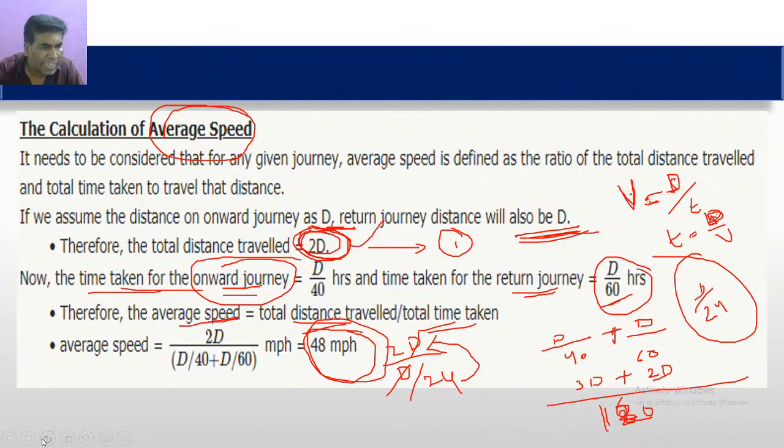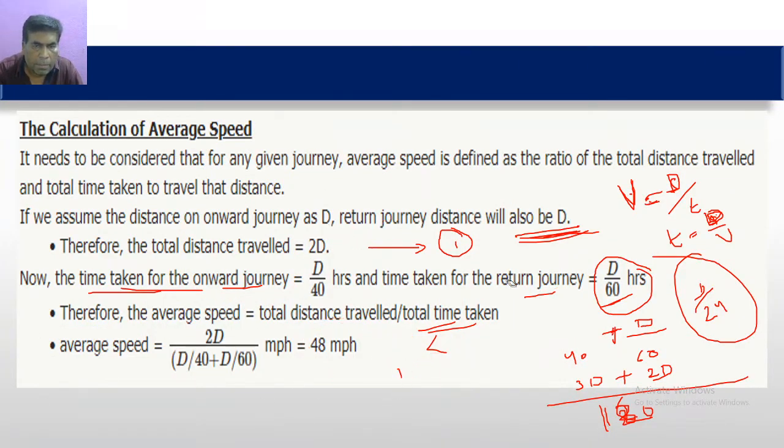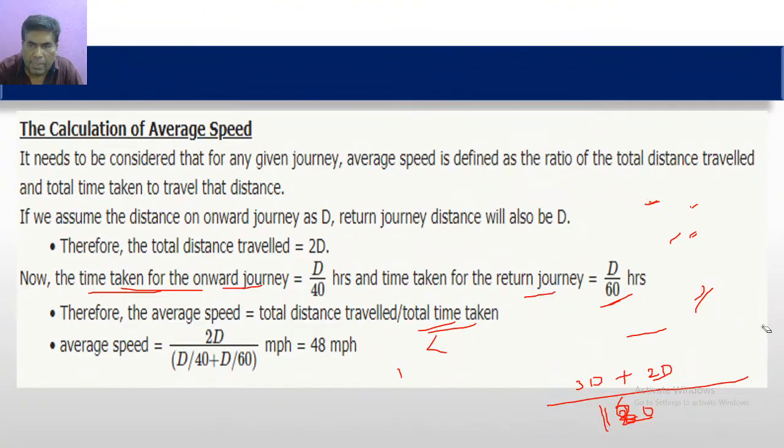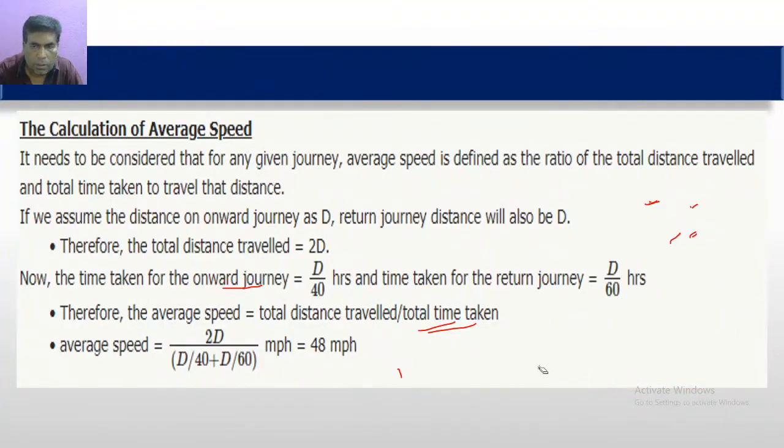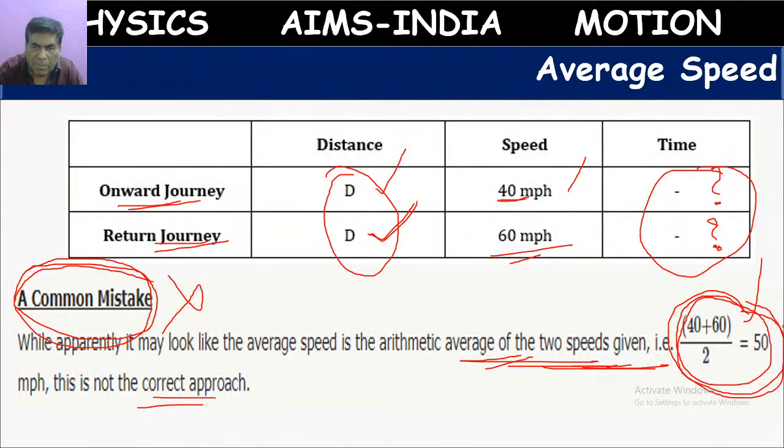Okay, let me explain once again. Dear children, please listen carefully. So actually, what mistake have we made? We said 40 plus 60 by 2 equals 50, but this is wrong. We have to find the answer with the help of total distance by total time. What is the total distance? d plus d, 2d.